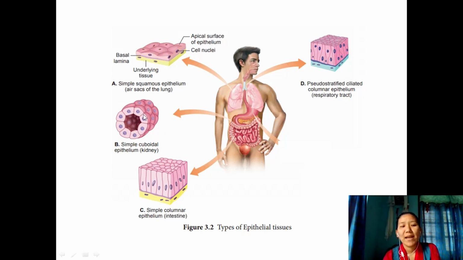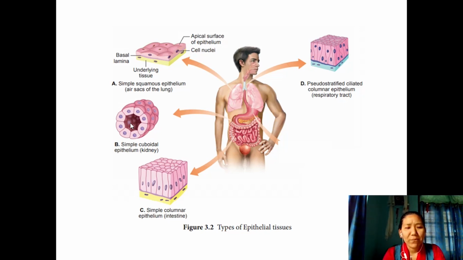These tubules are lined by simple cuboidal epithelium, and inside there is a fluid, the filtrate formed in the kidney. They help in secretion as well as absorption of important minerals, and in secretion of unwanted minerals into the fluid so that they can be discharged out of the body. One such location of simple cuboidal epithelium is the kidney.